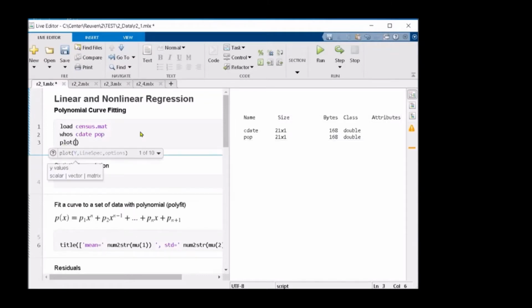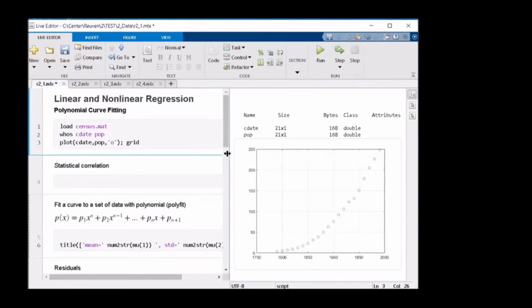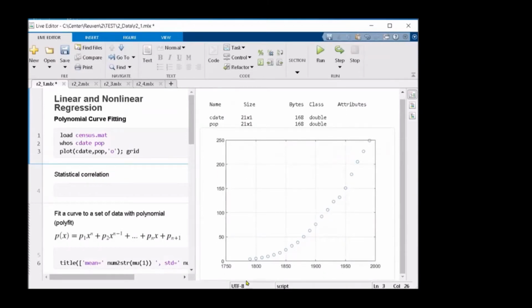We can see them as a graph. Let's plot population against date. We can use, for example, circles to see it, and also gridding. Okay, this is our graph. On the x-axis there are years, and on the vertical axis is the population in millions of people in the United States. This graph shows how the population increases during the years.